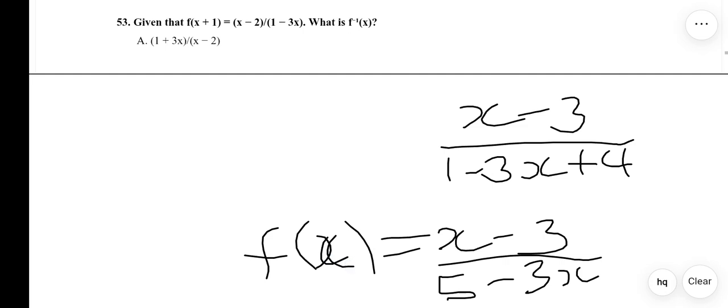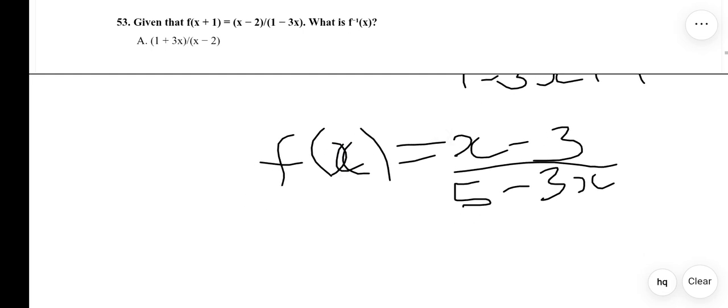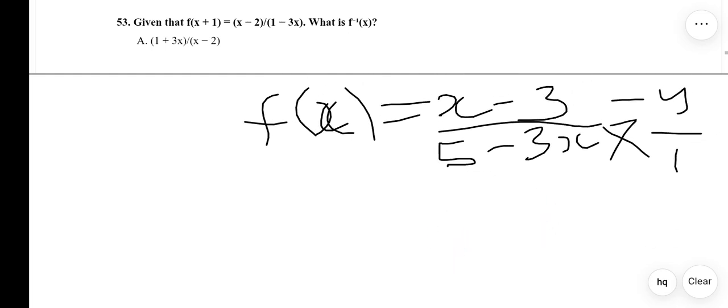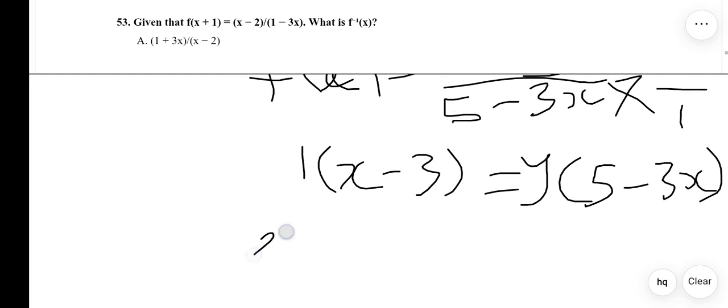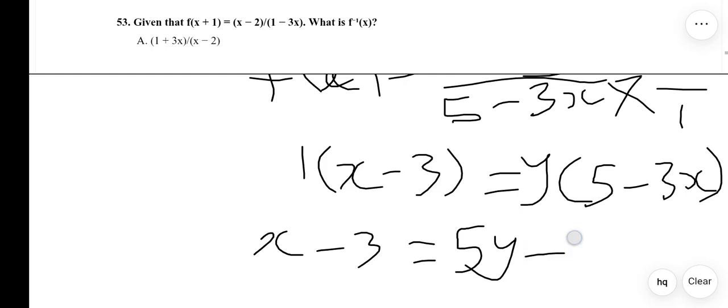So what is now my f inverse of x? So I will assume this is equal to y, which is the same thing as y all over 1, then I will cross multiply. So if I cross multiply in this case, I will have 1 times x minus 3 is equal to y times 4 minus 3x, right? So this 1 times x will give me x, 1 times minus 3 will give me minus 3. So y times 4 will give me 4y, and y times minus 3x will give me minus 3xy.